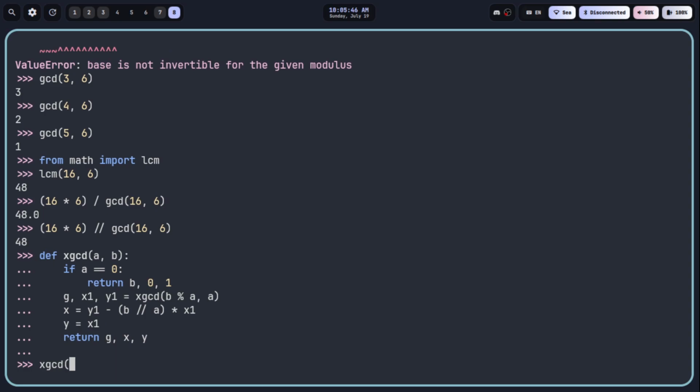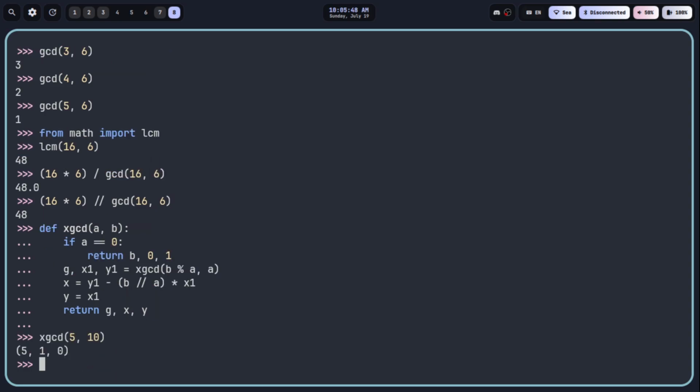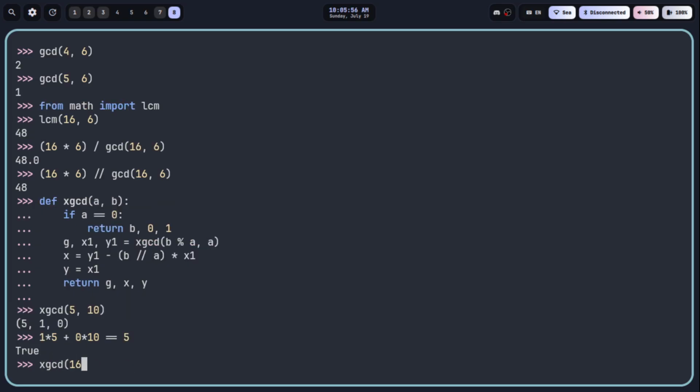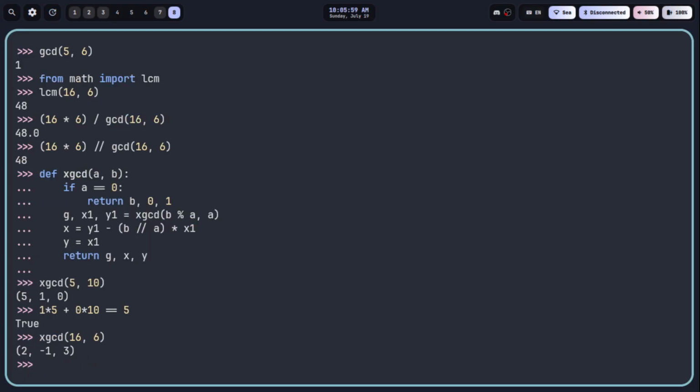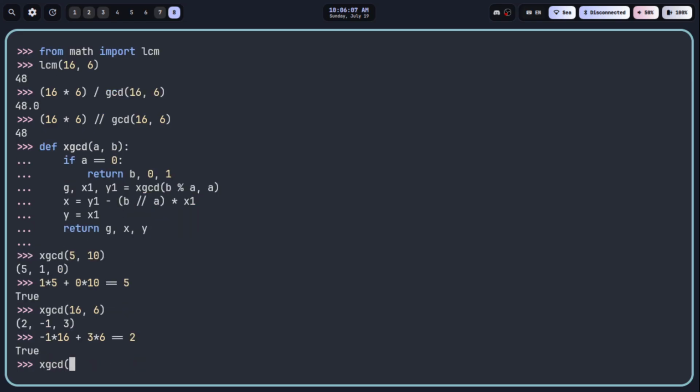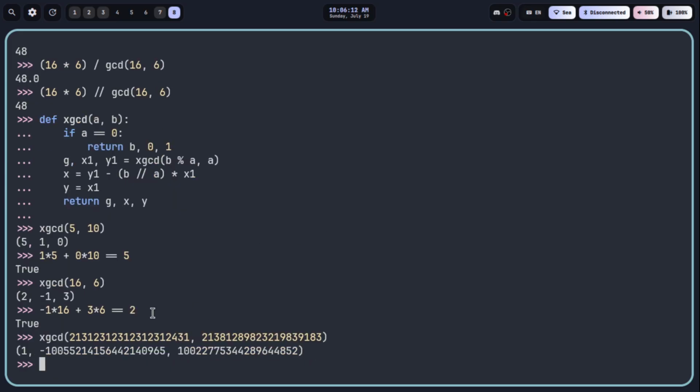So now, for example, if you do XGCD of 5 and 10, you'll see that we get 5, 1, 0, which makes sense because 1 times 5 plus 0 times 10 is going to be equal to 5. Again, if you do something like 16 and 6, we see that it returns the GCD, which is 2, and -1 and 3. And if we do the math, we see that -1 times 16 plus 3 times 6 is going to be equal to 2. And this works for really big numbers. If I just do this and this as well, for instance, we see that it returns really large numbers. And this is a very effective algorithm for giving us this x and y when we can't directly see what the numbers are that will give their GCD.